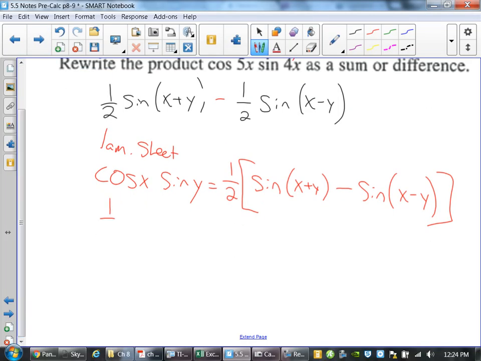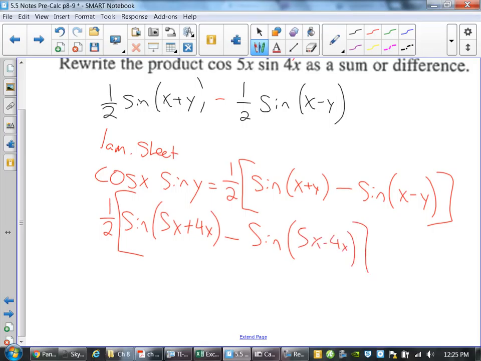You wind up with 1/2 the sine of 5x plus 4x minus the sine of 5x minus 4x. Wait, so it's not minus 1/2 sine? I'm just going right off the formula, guys. So the cosine sine is different than the sine cosine. Yes, that's why I wrote it out.